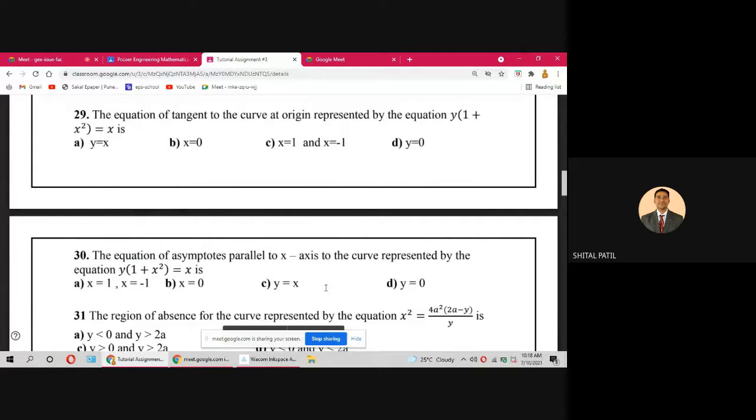Write with me. Now we want to find asymptote parallel to x axis. Okay, no problem. Write down. First write the equation: y plus x square y equal to x. Above it is the above equation only. Y plus x square y equal to x. Okay. Below that write down powers of x, degree of x.